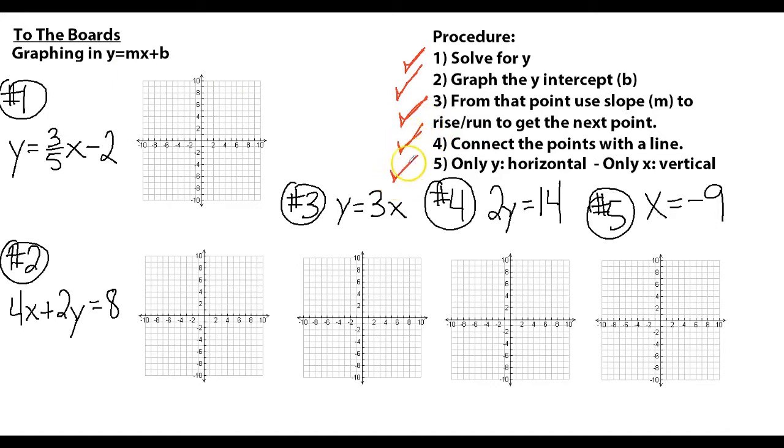Now it is possible that you'll have to apply step number 5, which is if you only have the letter y, the variable y, the line is going to be horizontal. And if you only have the letter x, then it's going to be a vertical line.